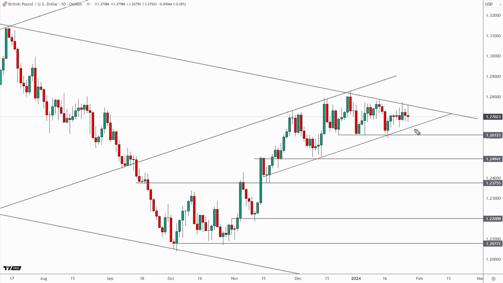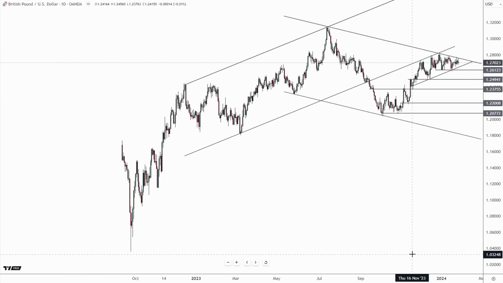Now, the alternative scenario would be if the dollar tanks on FOMC next week and we get the pound breaking out here. If you were to see the market close up here in this area, especially above these recent highs, then that, of course, would be bullish for the pound. Now, I wouldn't be nearly as interested in that as the bearish scenario, for obvious reasons.